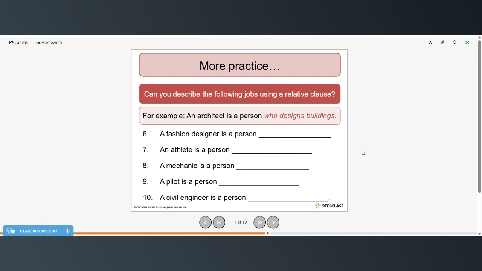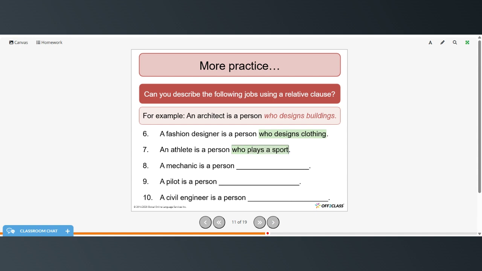All right, so now see if you can describe the following jobs using a relative clause. Again, you can pause the video, try these on your own, and then restart when you're ready to check your answers. The example: an architect is a person who designs buildings. So a fashion designer is a person who designs clothing.